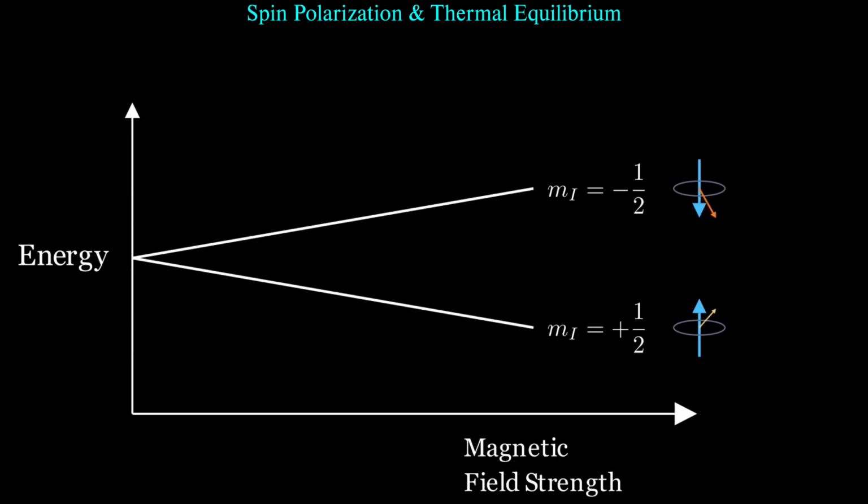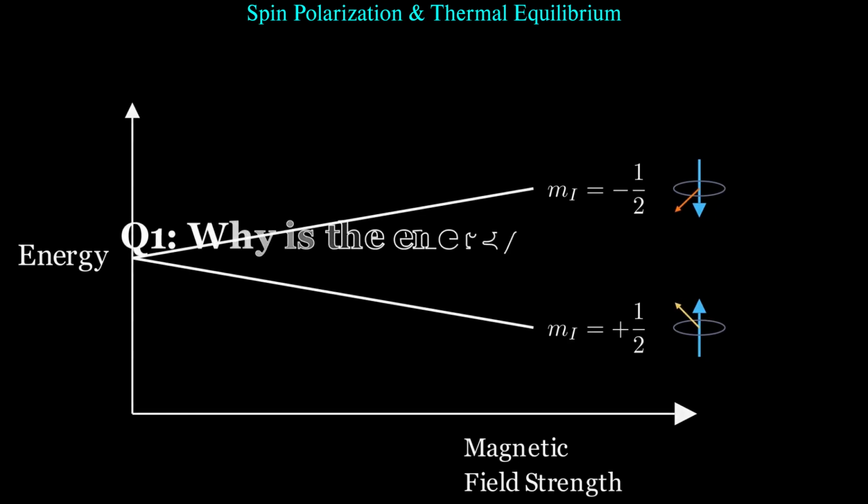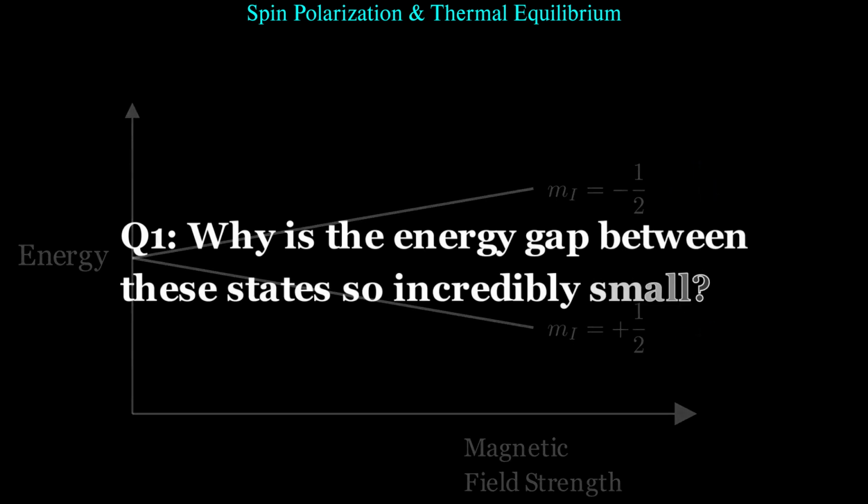But that raises obvious questions like, if the field favors lower energy states, then why do any nuclei remain in the higher energy state at all? And where are they getting the energy to do this? To answer that, I'm going to break the problem into two parts. The first is, why is the energy gap between these states so incredibly small?